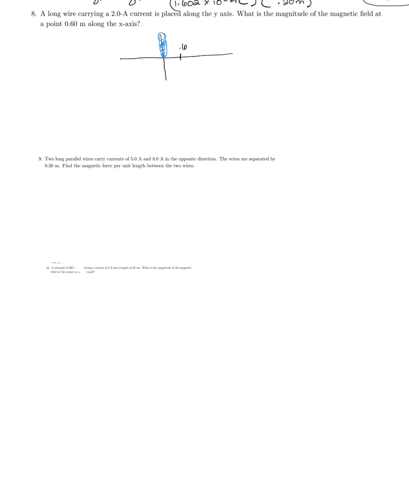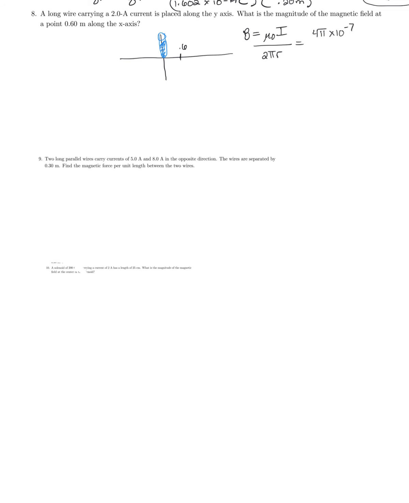So we know that a magnetic field equals mu naught, which is just a constant, times the value of the current, divided by 2 pi r. Well, what is mu naught? Mu naught is 4 pi times 10 to the minus 7.